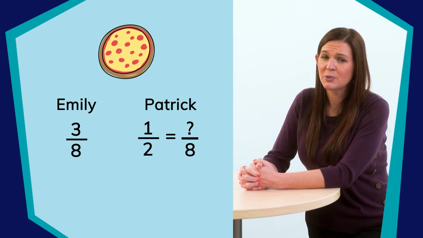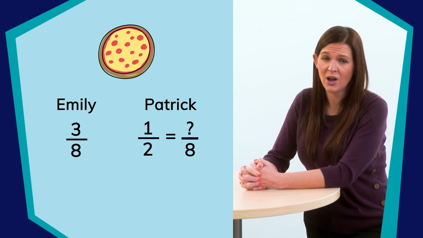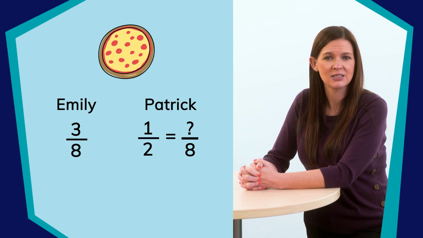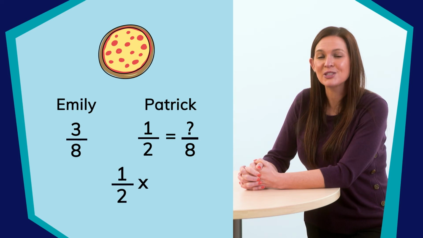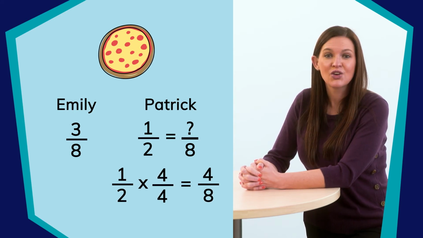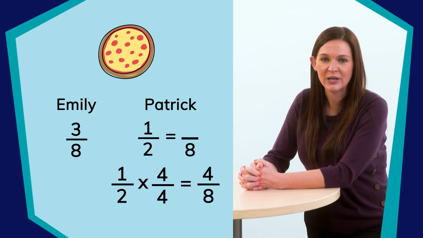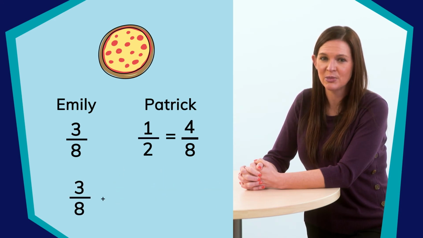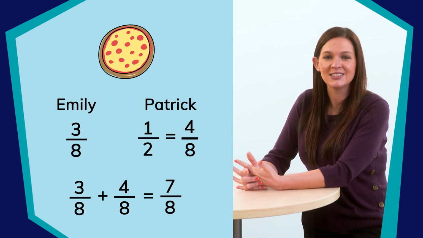I know that I can multiply any number by 1 and it will not change in value. So what do I need to multiply 2 by to get 8? Right, 4. So if I multiply 1/2 by 4/4, I will get 4/8. Great. Now we can add up how much pizza they ate. So 3/8 for Emily plus the 4/8 that Patrick ate gives us a total of 7/8 of a pizza eaten.